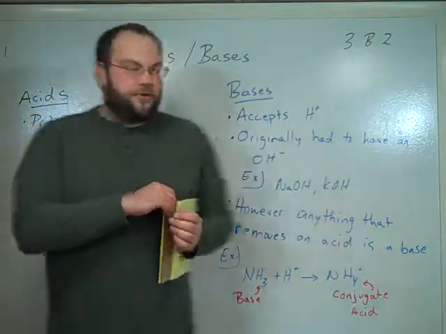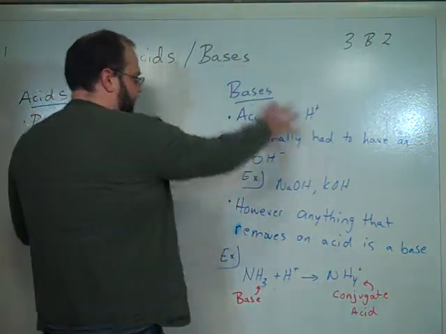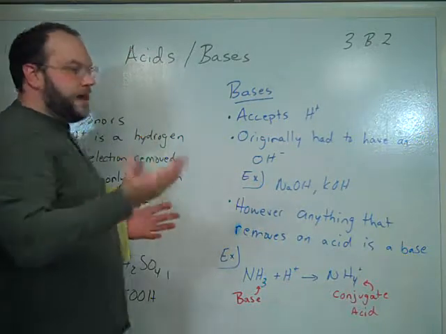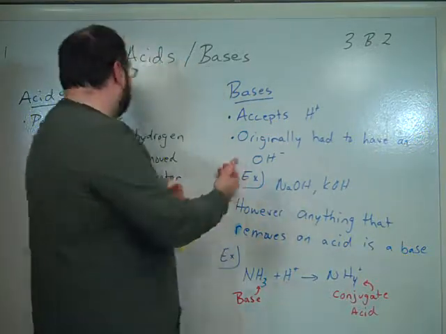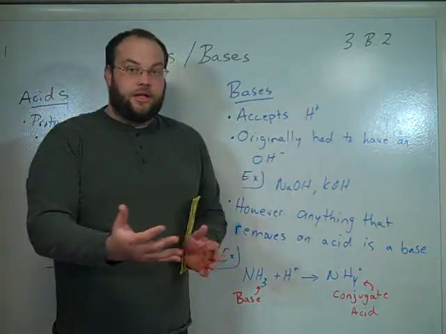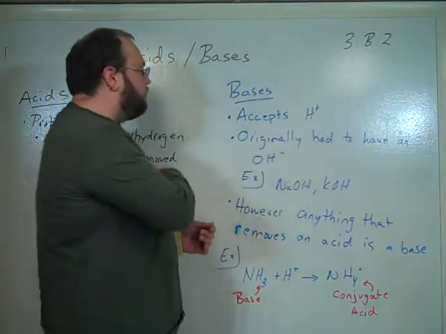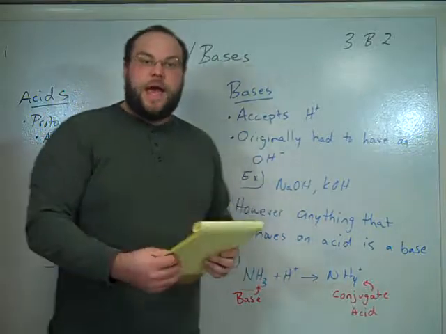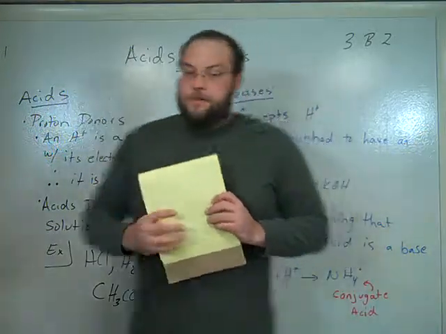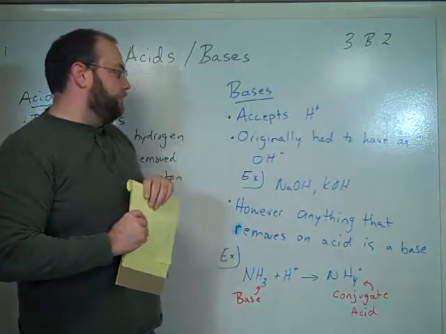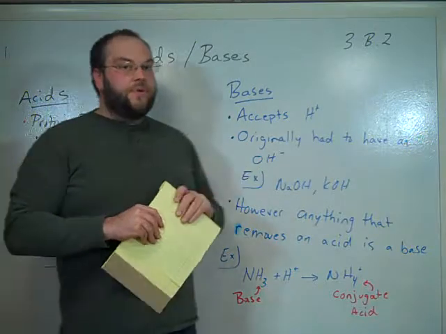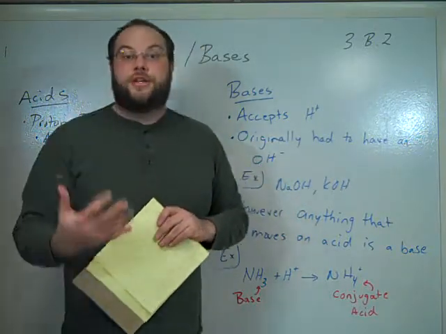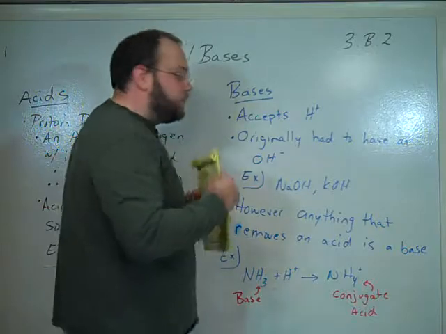Now if we jump over to our other side, we have our bases. Now, our bases are the opposite of an acid. So if an acid donates a proton, then a base has to accept it. So a base is anything that accepts a proton. It's a proton acceptor. Acids are proton donors. Bases are proton acceptors. Now, way back when, they originally thought that bases had to have an OH in them to be a base, to accept that proton.